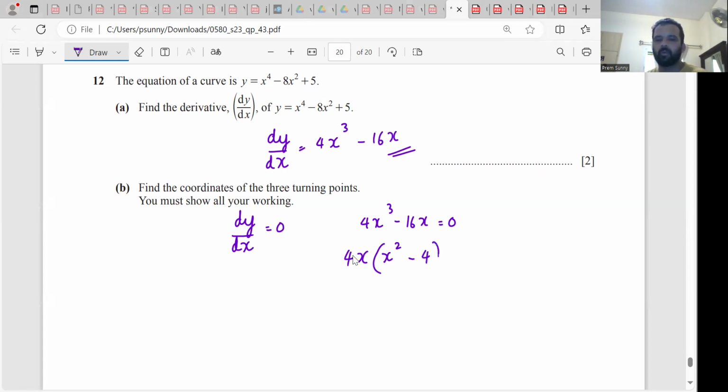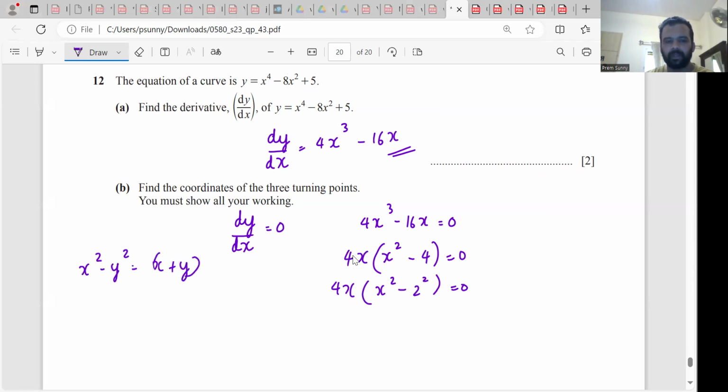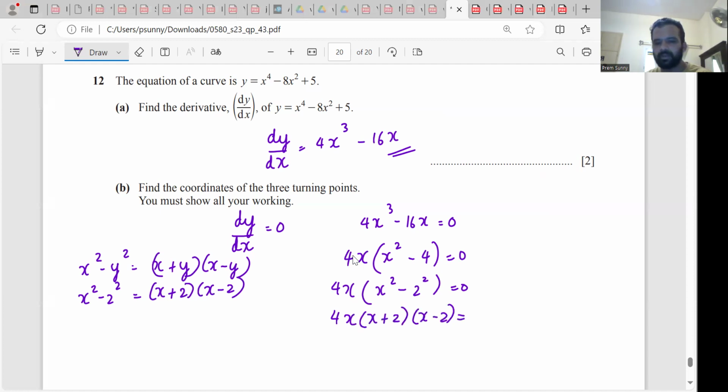Minus 4x into 4 gives 16x. Now this x square minus 16 can be written as x square minus 2 square... sorry, x square minus 4 squared is not needed here; we write 4x into x square minus 2 square. Now we know the formula for x square minus y square is x plus y into x minus y. What we have here is x square minus 2 square, so wherever we have y, we replace it with 2. So x plus 2 into x minus 2. So this becomes 4x into x plus 2 into x minus 2 equals 0. Now we need to equate all three of them separately to 0.